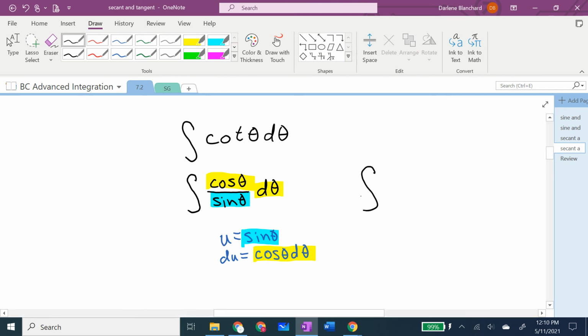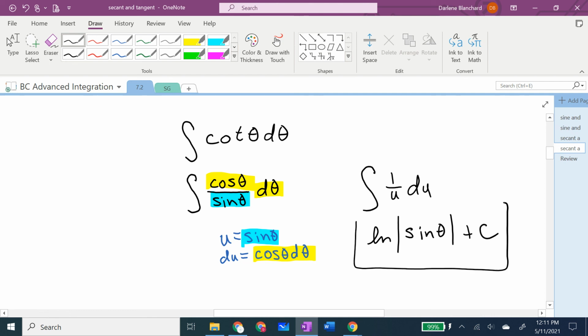And the integral becomes 1 over u du, which is the natural log of the absolute value of u, and u is sine. And realize that you can memorize it, but at the same time, it doesn't take that long to come up with it. Memorization is something you're going to lose over time, but understanding a process is much harder to lose.